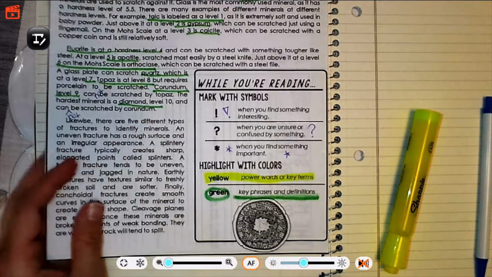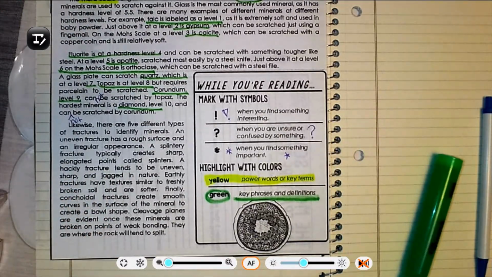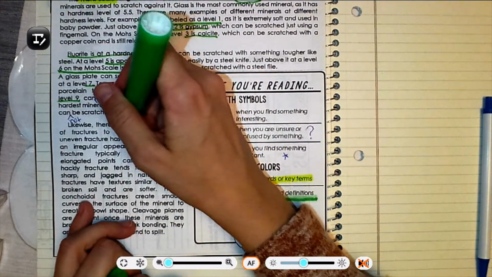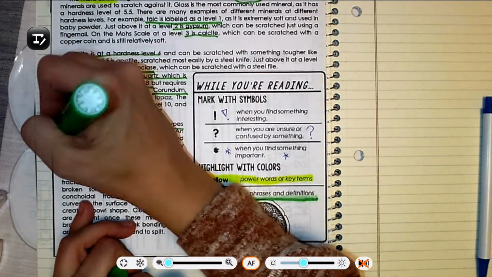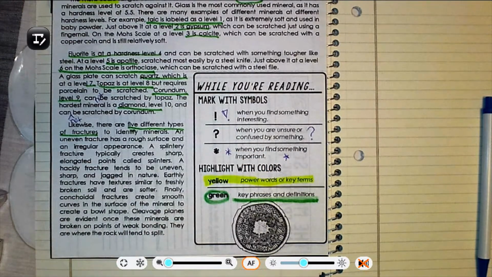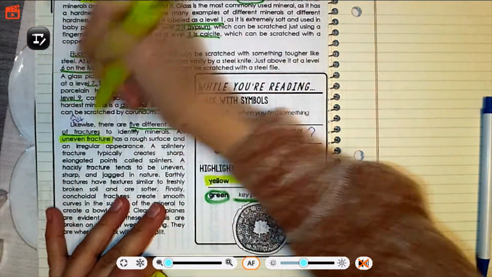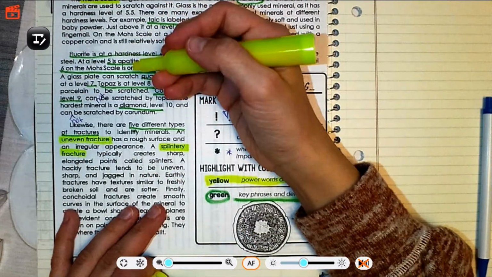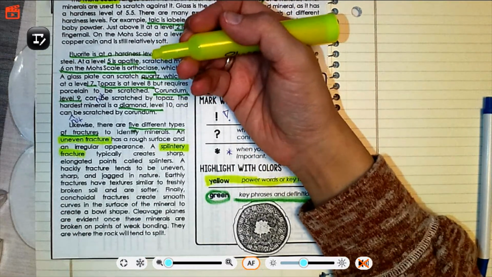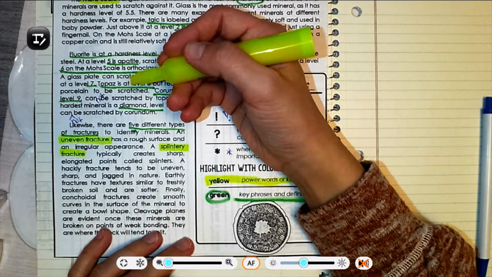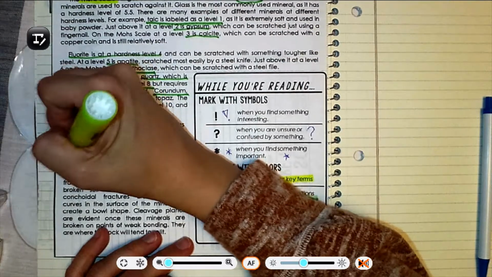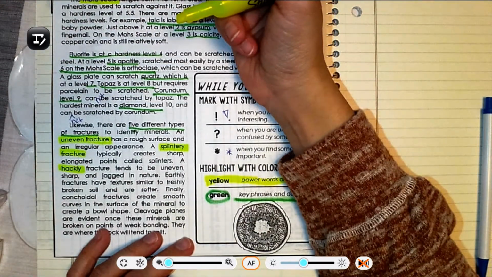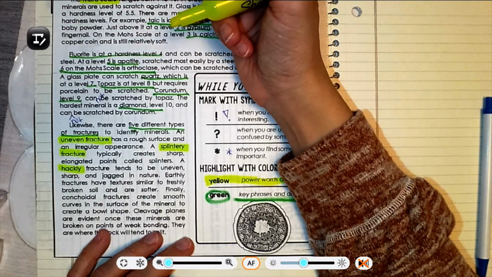So similarly to that, there are 5 different types of fractures. And one of them is a big category, so we use it on its own. An uneven fracture has a rough surface and an irregular appearance. So it's uneven fracture, rough surface and an irregular appearance. A splintery fracture typically creates sharp, elongated points called splinters, like ones that you've gotten from wood. A hackly fracture tends to be uneven, sharp, and jagged in nature.